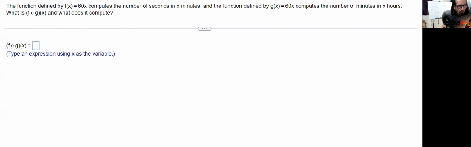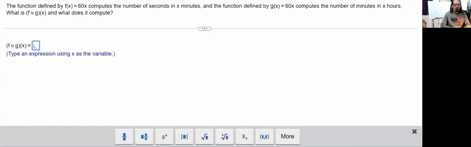One more with coming up with formulas in terms of an application, though. Okay, so we're given what is hopefully an obvious statement. F of X equals 60X computes the number of seconds in X minutes. And then the function G of X equals 60X also computes the number of minutes in X hours. What is F follows G of X, and what does it compute?